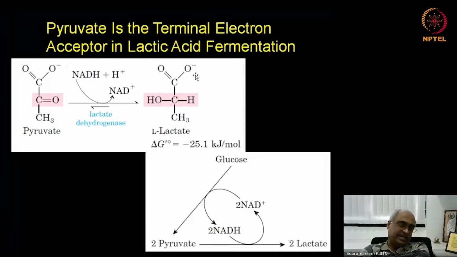And this lactic acid, if you count the carbon-hydrogen ratio, is the same as glucose. So the oxidation state is not changed. The energy is still conserved here, except that you gain 2 ATP molecules per glucose. So this is one fate of pyruvate: pyruvate can be reduced by lactate dehydrogenase to make lactic acid.